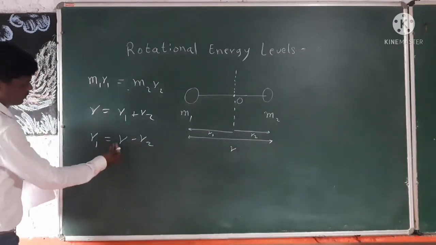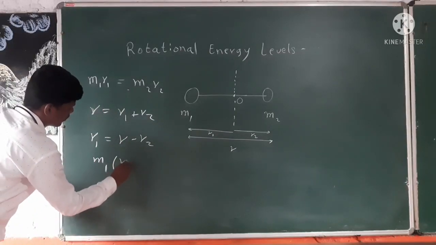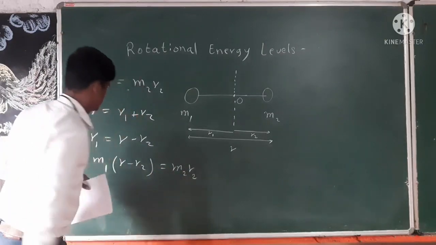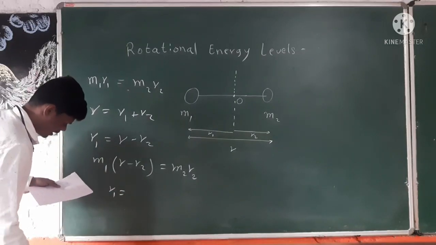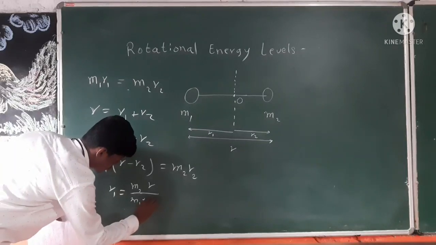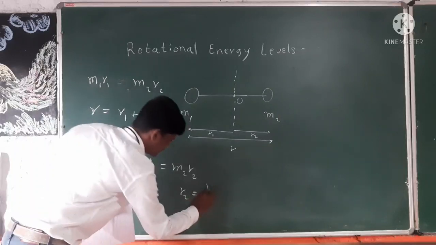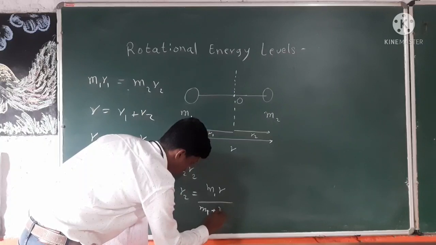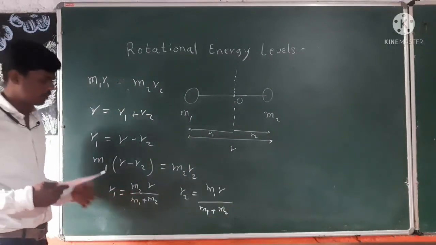So putting this value of R1 in this equation, we get m1 (R minus R2) is equal to m2 R2. Now from this equation, we can get the value of R1 as m2 R by (m1 plus m2). Then similarly, the value of R2 is m1 R by (m1 plus m2). So these two will be the values of R1 and R2.